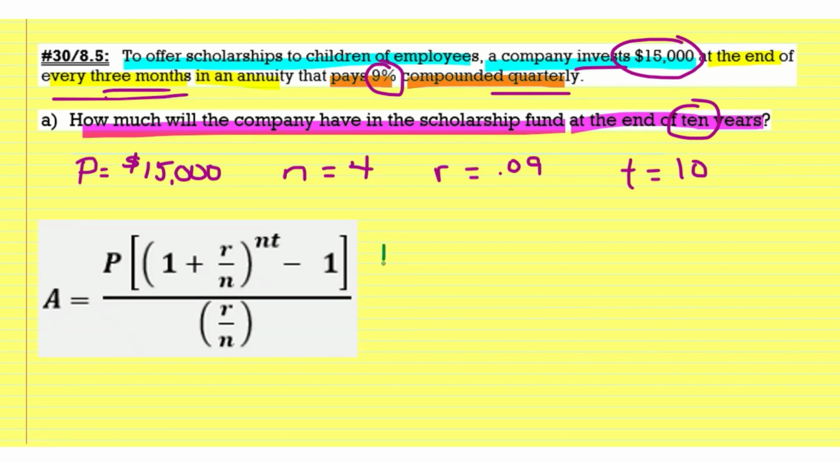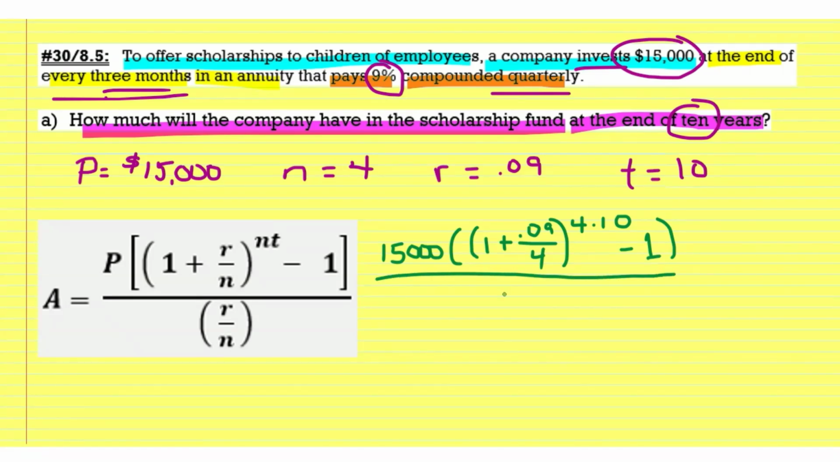So I'm going to put all those numbers into my equation. It's equal to 15,000 multiplied times 1 plus the rate of 0.09 divided by the number of compounding periods, which is 4 times a year. Close that parentheses. I'm going to raise it to the 4 compounding periods per year times the time, which is 10 years. Then I'm going to subtract 1 and close my parentheses. All of that will be divided by the same ratio that was in the numerator, 0.09 divided by 4.